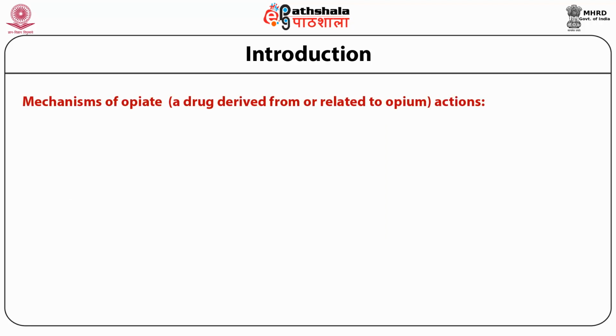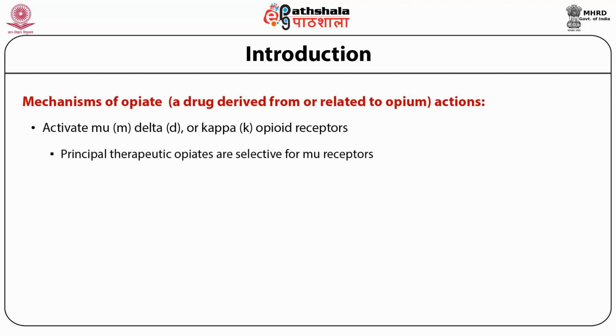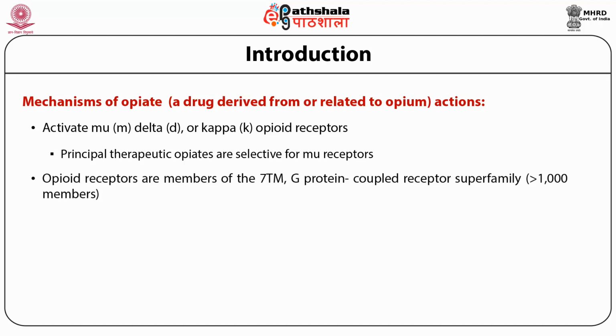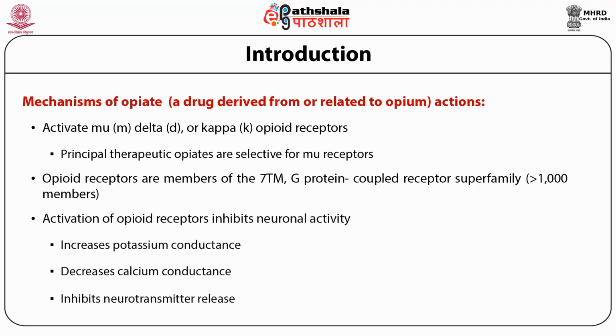As I already mentioned, there are receptors called opioid receptors, and these are the receptors on which opioid peptides work. So what is the mechanism of action for opioid peptides? They activate the mu, delta, and kappa opioid receptors. Opioid receptors are members of the G protein coupled receptor superfamily, which has more than 1,000 members. The activation of these opioid receptors inhibits neuronal activity, and that is how it reduces pain.